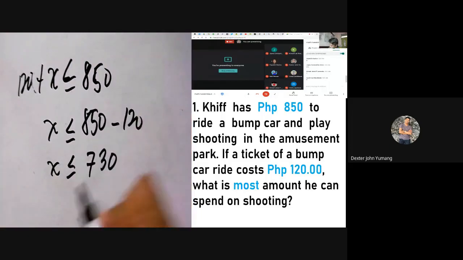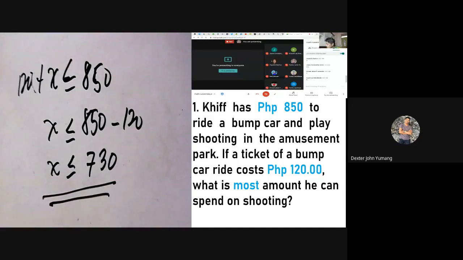Very good. So therefore, our solution is he could spend at most an amount in shooting that is equal to 730. And that is now our answer for the conclusion. Okay, take note. Very good for that. So at least marunong na.